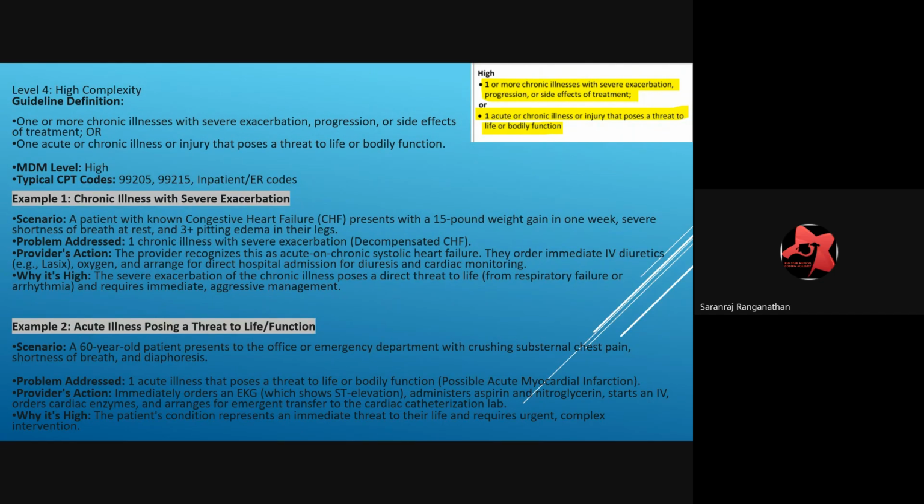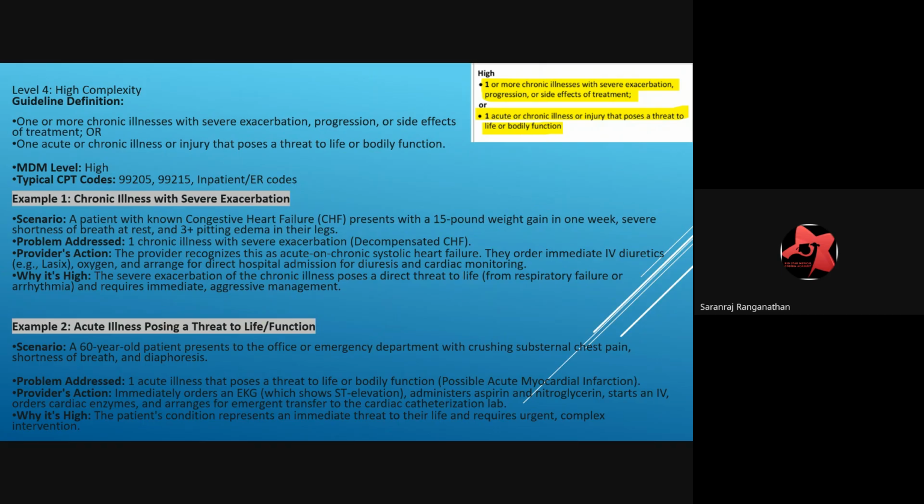Two things are there. One is one or more chronic illnesses with severe exacerbation. Previously, we saw only exacerbation. Here, severe exacerbation. For example, all these failures you can take. If you see congestive heart failure, which is decompensated congestive heart failure, definitely it is going to lead to big consequences. That is a severe exacerbation we can consider.